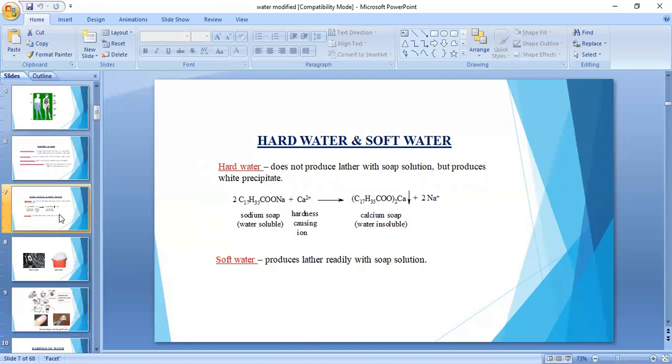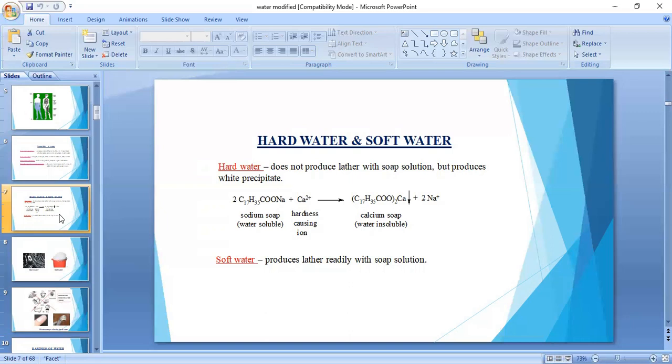As I told previously, a lot of impurities and dissolved salts are present in water. Among all impurities, calcium and magnesium salts are especially dangerous. If calcium, magnesium and other dissolved metal salts are present in water, then that water has the hardness character, and it is called hard water. Hardness is a property of water.